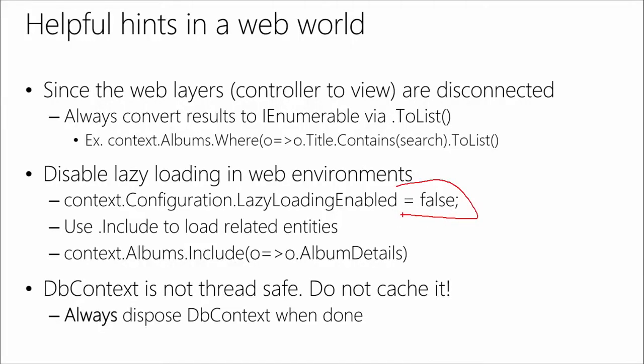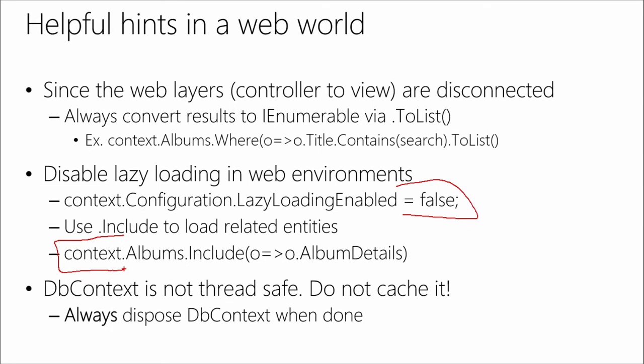And so this guy right here, it's simple. Context.Configuration.LazyLoadingEnabled equals false. Well, the problem then you might think is, what happens if I need to include other data there? I need my album details. That's no problem. Before, you could just reference album.AlbumDetails; this is the way that you tell Entity Framework to eager load that data.